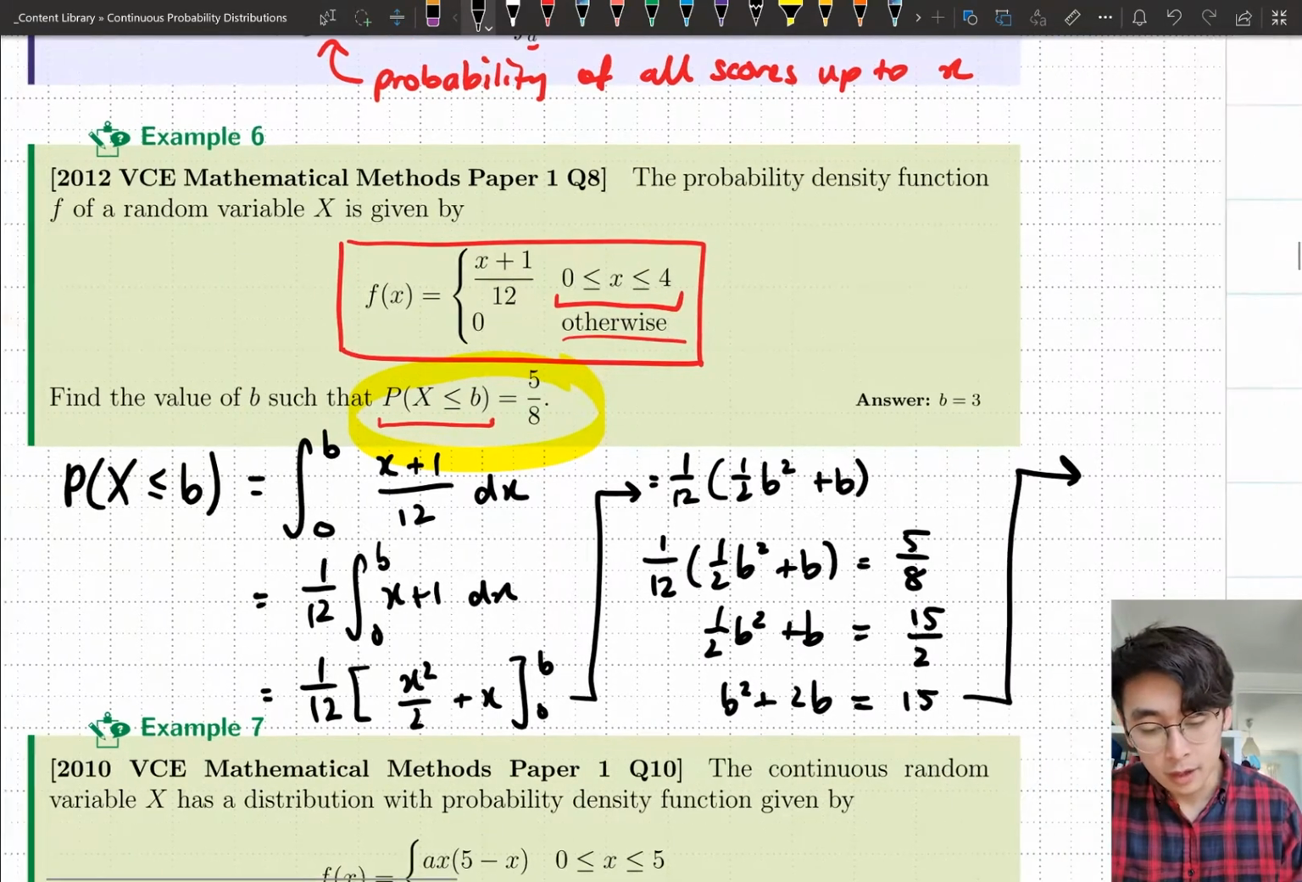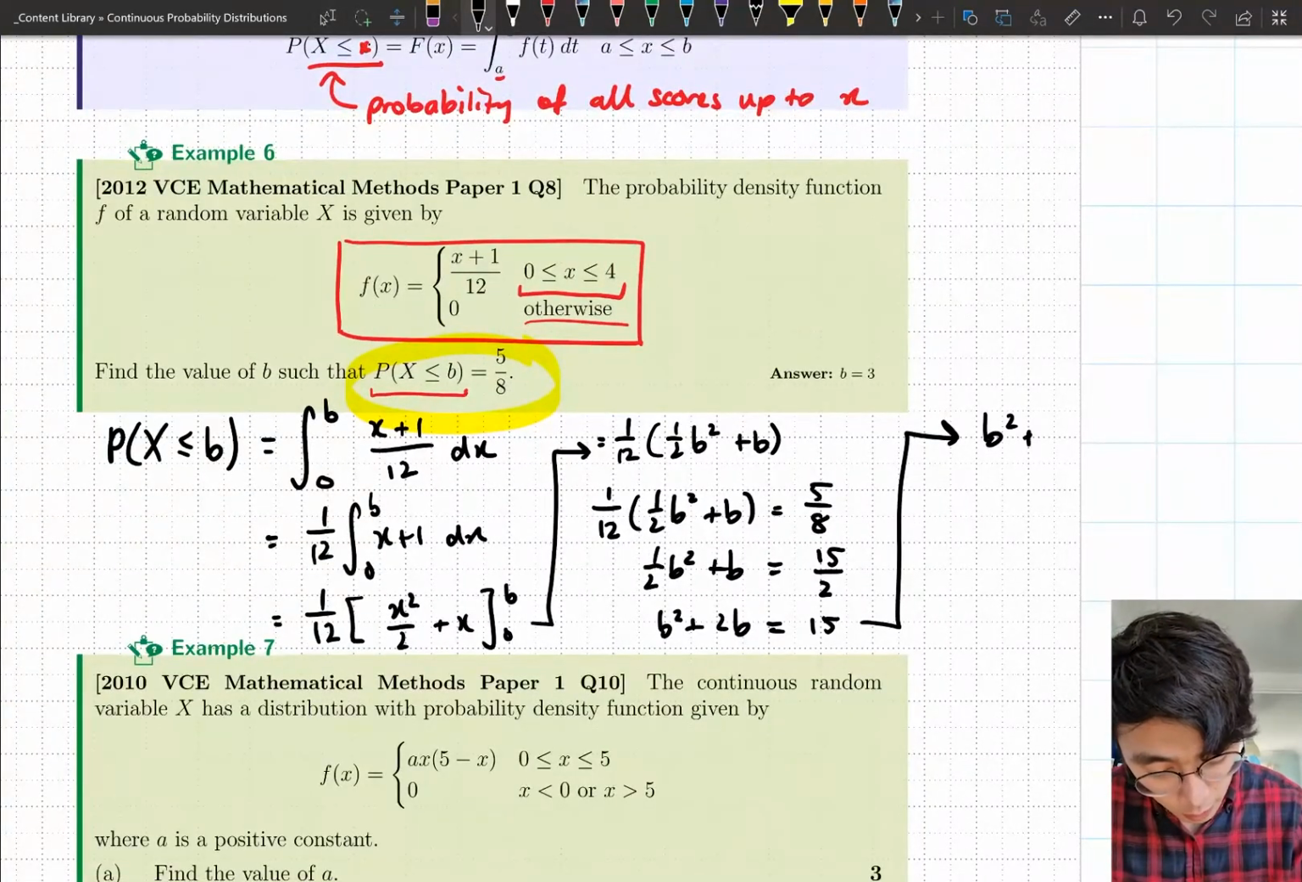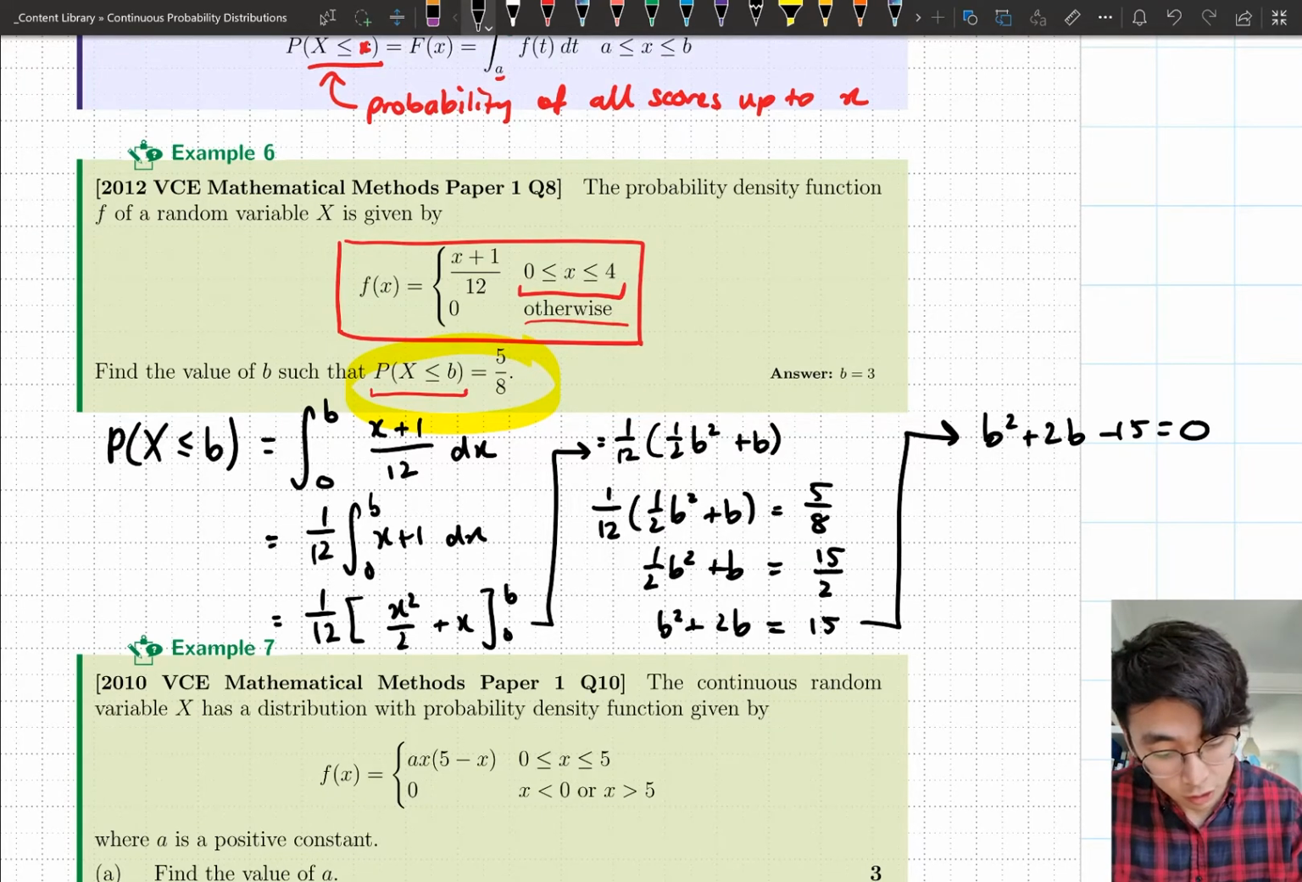Now I want to find the value of b, so all I need to do is start to solve this. Here I get b squared plus 2b minus 15 is equal to 0. And we can just solve this as a quadratic.